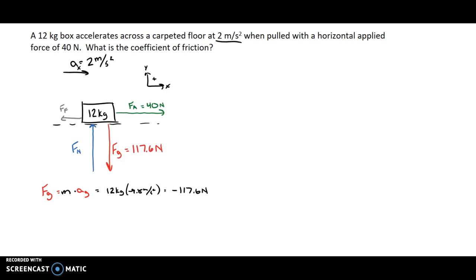And because it's not accelerating vertically, the only other force is the normal force, and so I know it also has to be 117.6 newtons. All right, and that's going to be helpful later because what they're asking for is that coefficient of friction, which is a function of that normal force. So the next step is let's figure out what friction is.